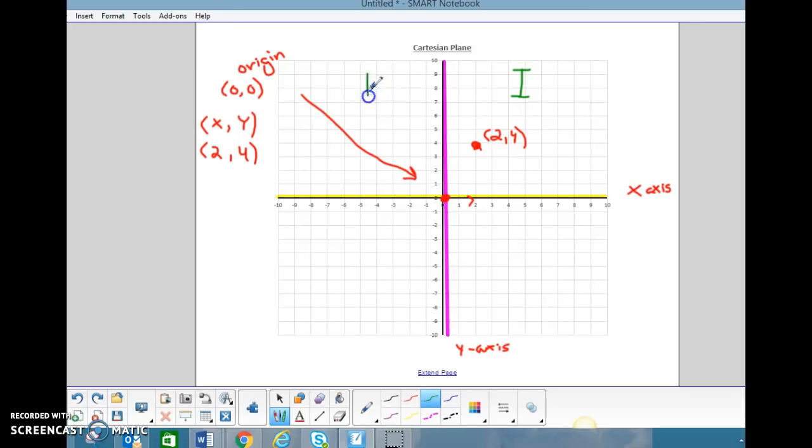Then we have quadrant 2 over here, quadrant 3, and quadrant 4. My little Roman numerals, a little bit sloppy, but it's okay. And we'll be working with positive numbers in grade 6, but I'd like to challenge you to use all 4 quadrants once you get your practice in and you can see what that's all about.